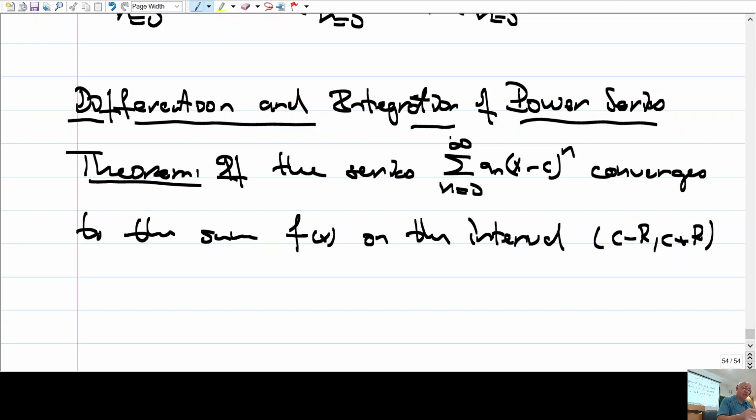If these were only finite sums, they would be just polynomials, and we know that polynomials are differentiable and integrable. You can do term-wise integration and differentiation. So the question is, can we do this if this is an infinite sum? This theorem answers that question.